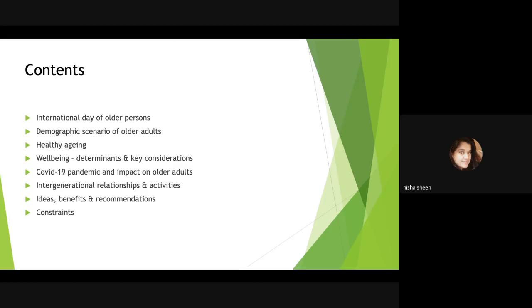So today, I'm going to walk you through the following contents: a brief about the demographic scenario of the older adults, the concepts of healthy aging, well-being, the determinants and key considerations, the present COVID-19 pandemic and its impact on the older adults in this context, the intergenerational relationships and activities, which is the core theme of today's webinar, the ideas and benefits and recommendations, and finally, the constraints related to this intergenerational landscaping.